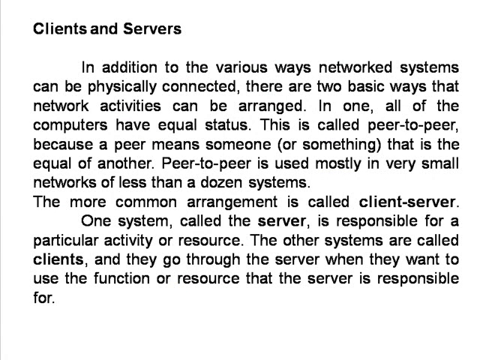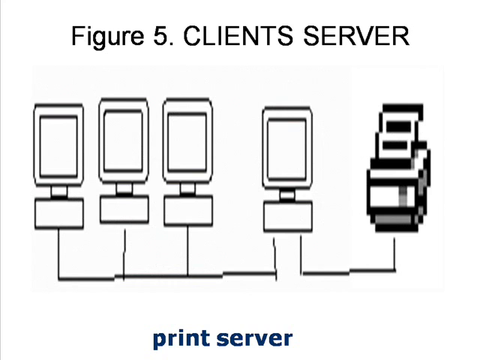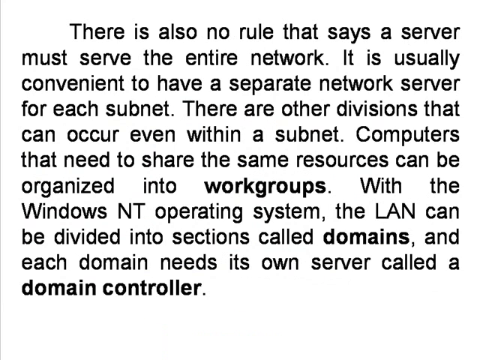Clients and servers. There are 2 basic ways that network activities can be arranged. In one, all of the computers have equal status. This is called peer-to-peer, because a peer means someone that is the equal of another. Peer-to-peer is used mostly in very small networks of less than a dozen systems. The more common arrangement is called client-server. There is also no rule that says a server must serve the entire network. It is usually convenient to have a separate network server for each subnet.